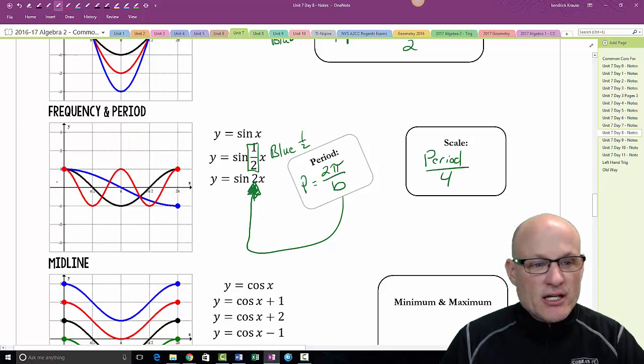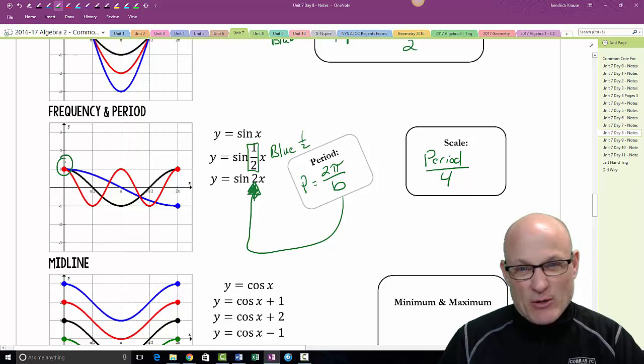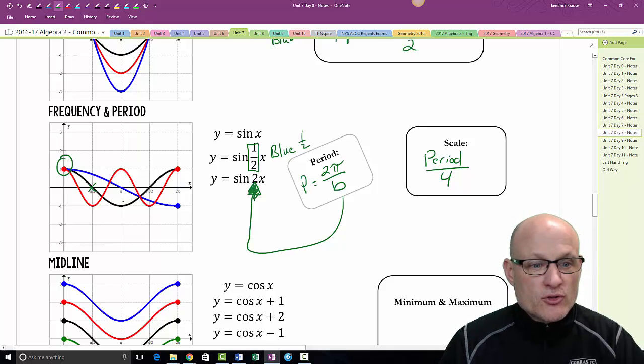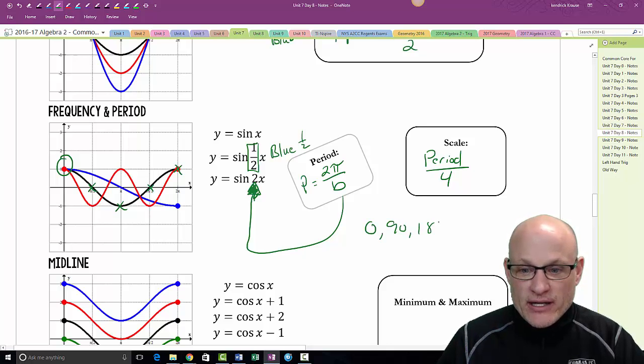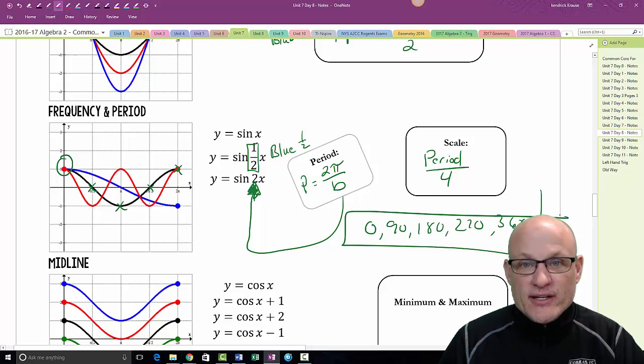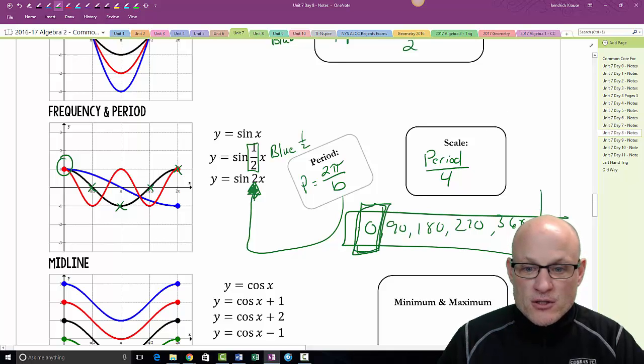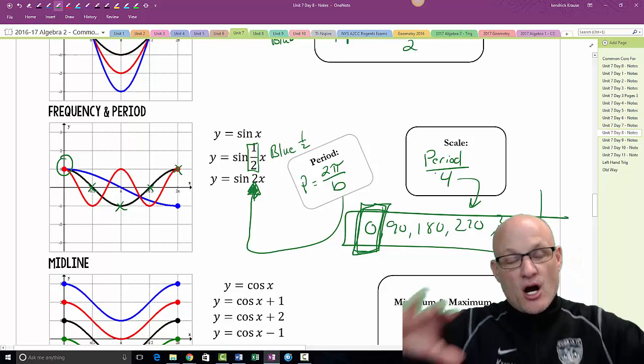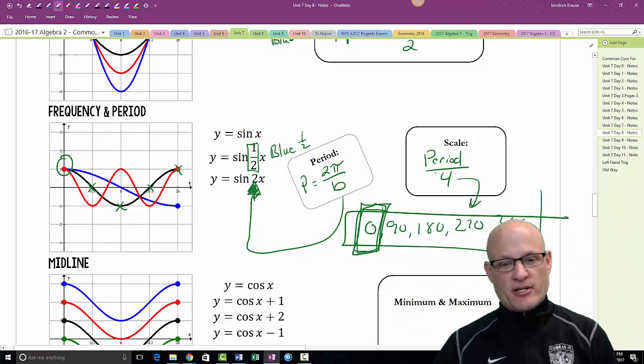So if you take a look at the black one, we'll always start at 0, and I want 4 other points. Once, twice, 3 times, 4 times. The same with the sine and cosine. I want 0, I want 90, I want 180, I want 270, and I want 360. So I need 5 points in order to graph this curve. We start at 0, so I need 4 other points. On the regular curve, with no transformation, it's going to be those.